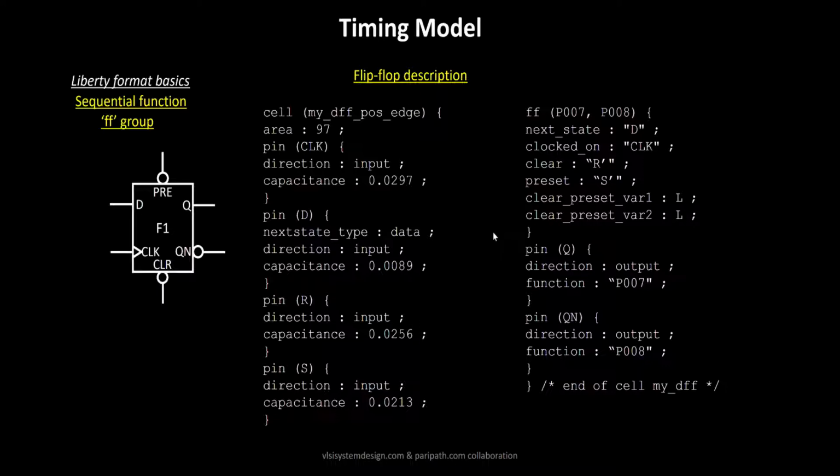The important thing to note over here is the definition of the Q. In the previous combinational cases, wherever we had to define the function, we used to represent it by a combinational or Boolean function. In the specific case of flip-flops and latches, the function only accepts states. So for P007, when the pin is Q and the direction is output, the function is P007, which automatically leads over here.